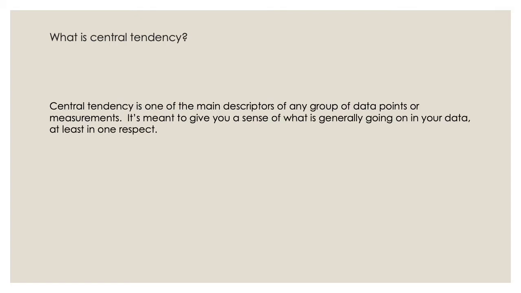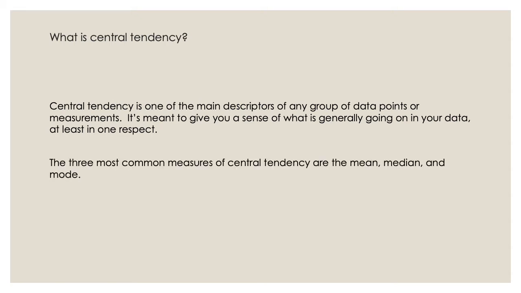Central tendency is one of the main descriptors of any group of data points or measurements. It's meant to give you a sense of what is generally going on in your data, at least in one respect. The three most common measures of central tendency are the mean, median, and mode.